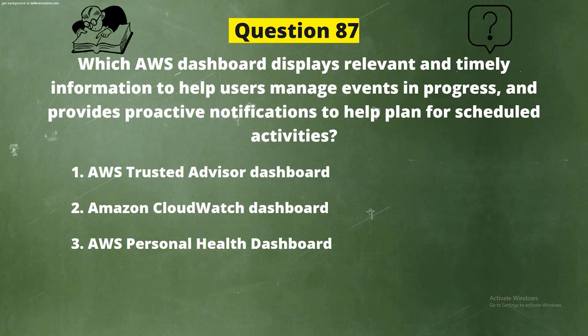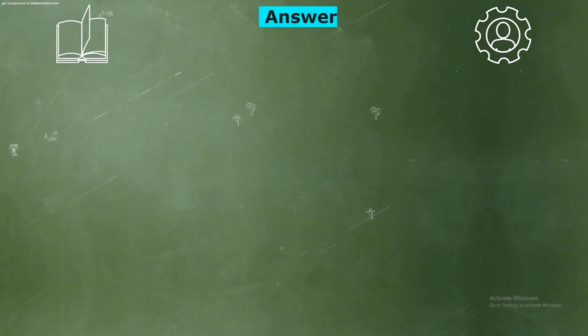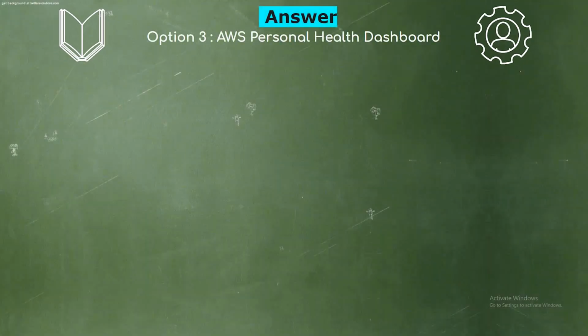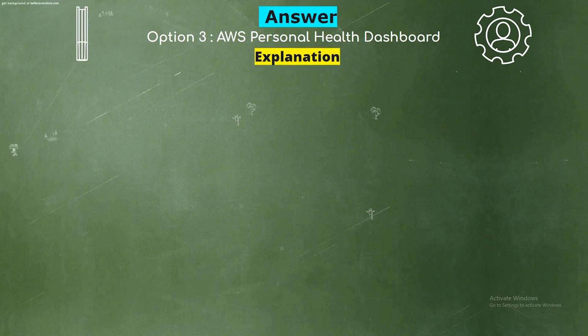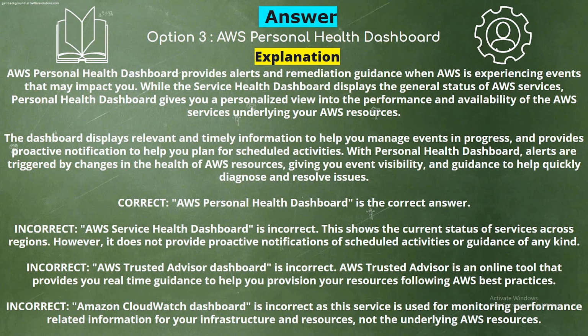AWS Personal Health Dashboard. Option 4. AWS Service Health Dashboard. And the correct answer is Option 3. AWS Personal Health Dashboard. Explanation. AWS Personal Health Dashboard provides alerts and remediation guidance when AWS is experiencing events that may impact you.